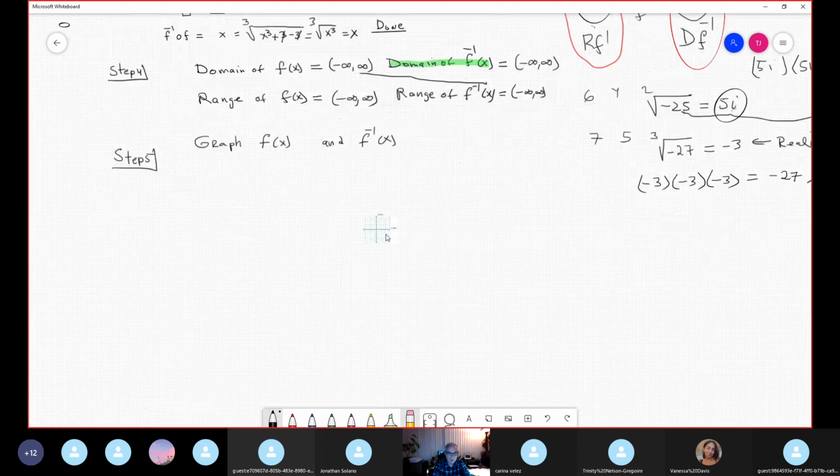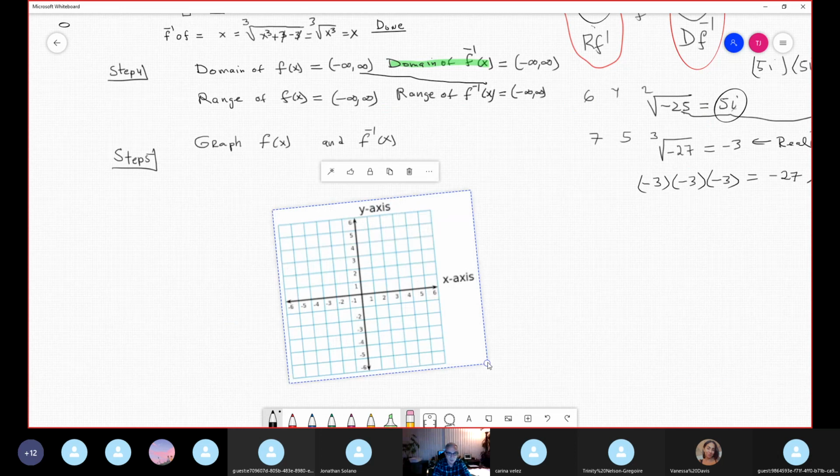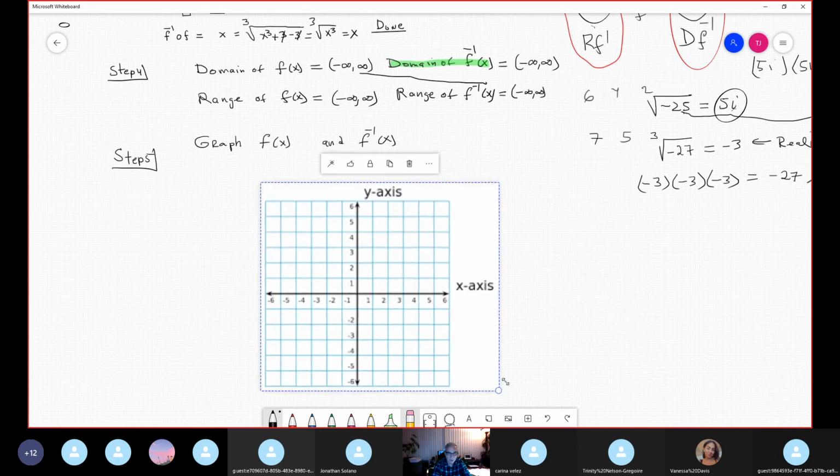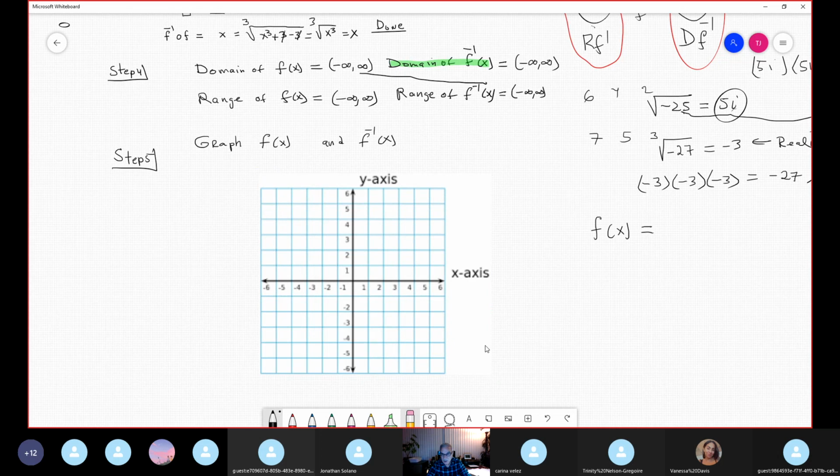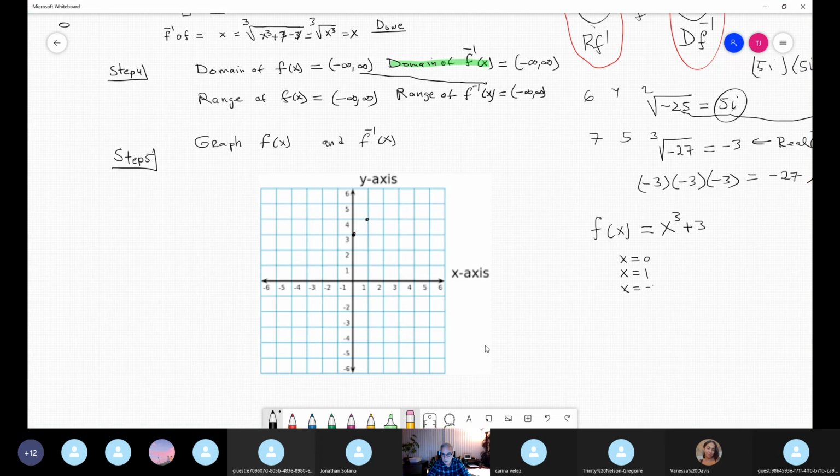What's my goal now? My goal now is to do the graph of both functions. Now, actually, the first function is f of x equals x cubed plus 3. Suppose 1 gives 4, no? Because 1 cubed is 4. And negative 1. This is classic. You evaluate at 0, you evaluate at 1, and you evaluate at negative 1.